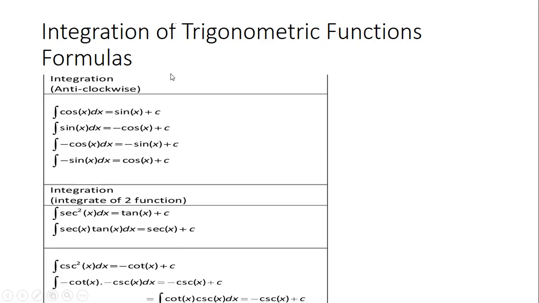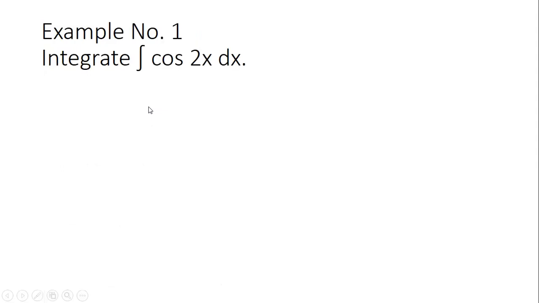Let's start with our first example. Let's say we're going to integrate cosine of 2x dx. For us to integrate this, we do u substitution here. We let u equal 2x, then we get its derivative, du equals 2 dx. But of course, our function is in terms of dx, so by the division property of equality, dx equals du over 2.